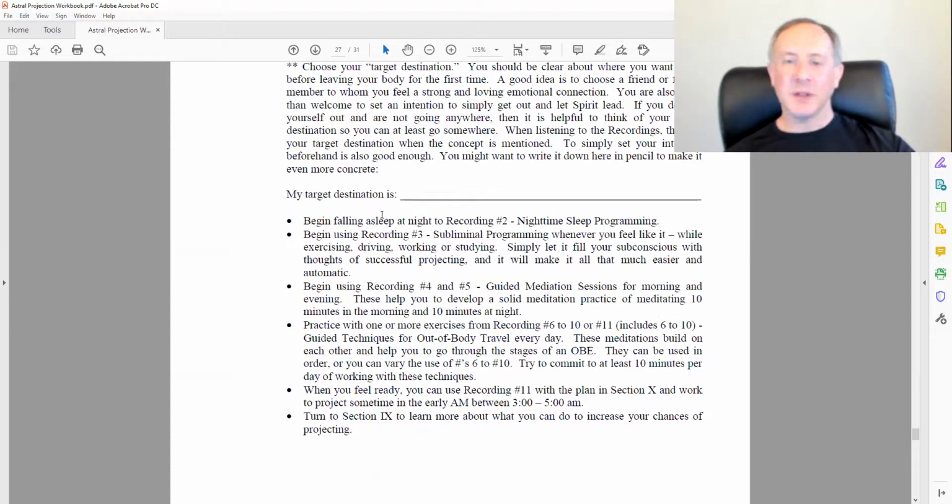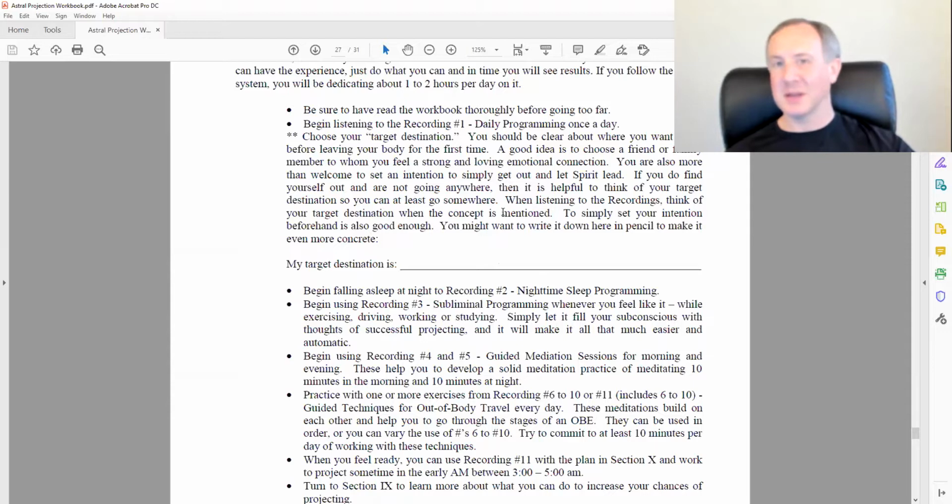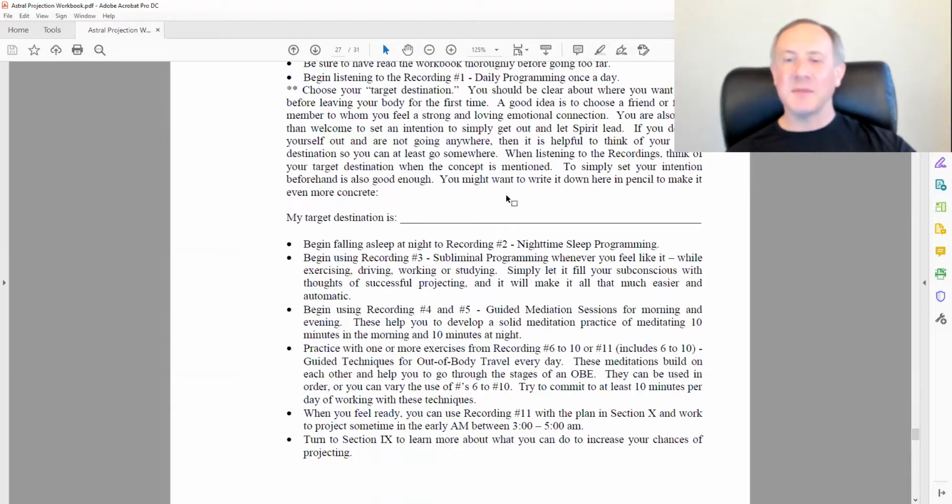Then you can begin falling asleep at night to recording number 2, nighttime sleep programming. And if you're really serious, I would do all these. But yeah, daily programming once a day, nighttime programming. But don't stop on Anahat meditation levels 1 and 2. You're just adding this to your life if you feel ready to do it.